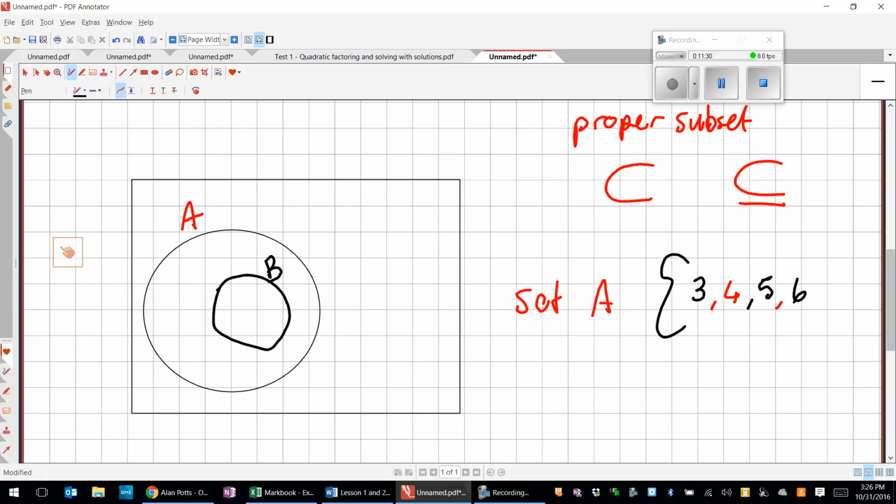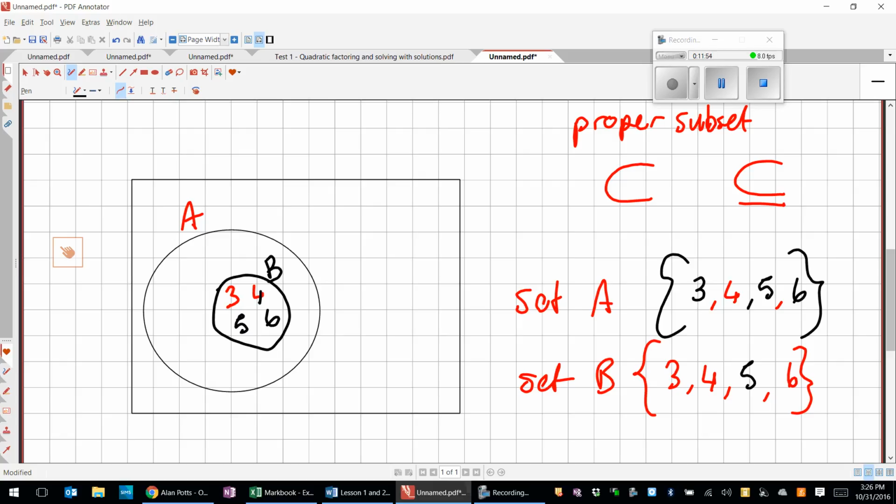Right? And if I tell you that set B is 3, 4, 5, 6, you just put it in B. So, set B is 3, 4, 5, 6. I get it. Yeah. So, set B is a subset of A. But not only that, set B and set A are the same.